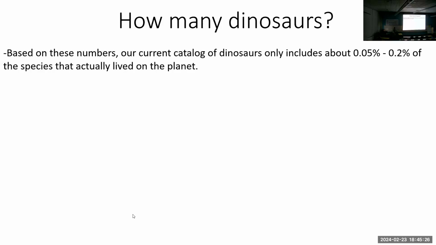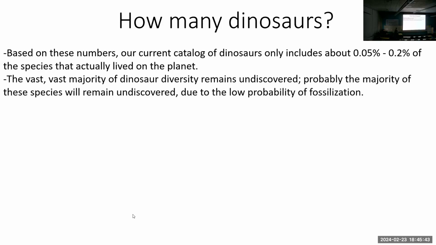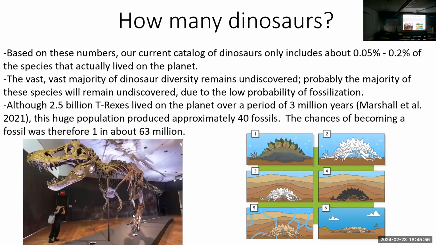That's true. So based on these numbers, our current catalog of dinosaurs only includes about 0.05% to 0.2% of the species that actually lived on the planet. So 99.9% or so of the species we've not discovered or cataloged. So the vast majority of the diversity remains undiscovered. And probably most of it will never be discovered because of the low probability of fossilization.